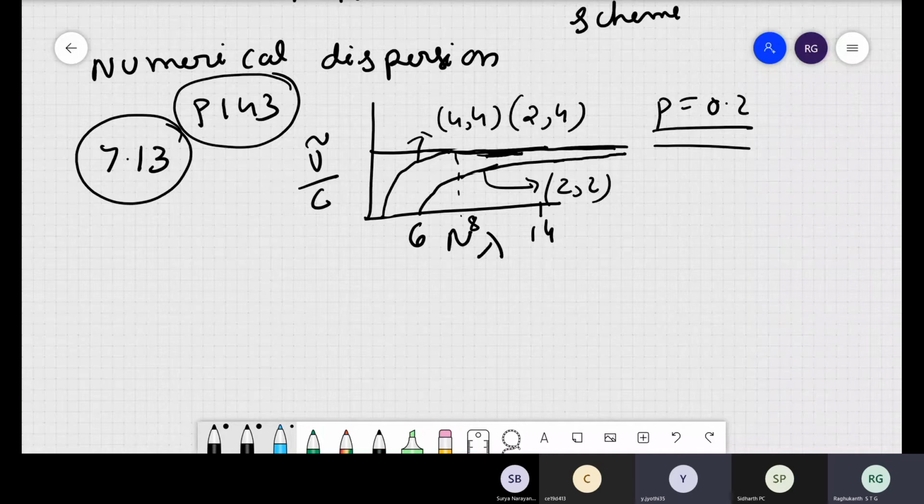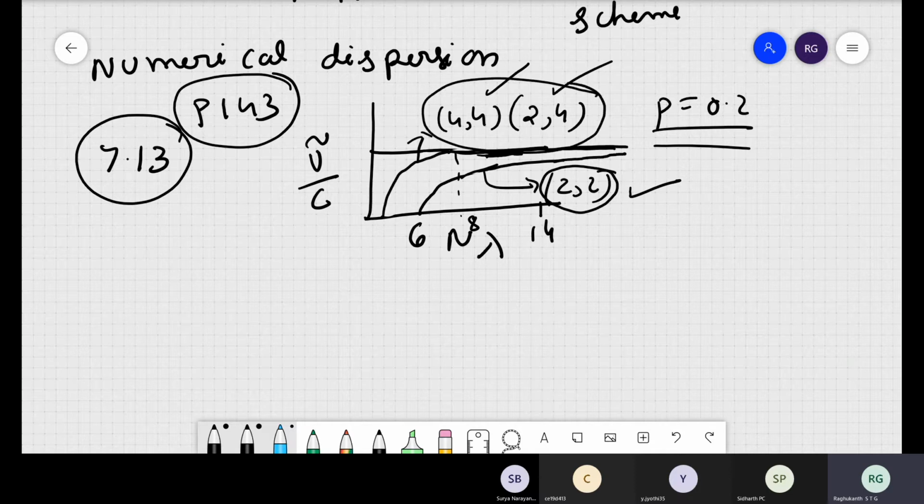And apart from that, if you take central in space, central in time, and if it is 2,2, the algorithm may be stable, but dispersion will be there. Stability is a different issue, dispersion is a different issue. Stability is related to growth of the solution, but dispersion is related to the velocities. When the wave is travelling at 3 km per second, your simulated wave also should be 3 km per second. 2,2 is stable, 4,4 is stable, 2,4 is stable. But compared to all these schemes, 4,4 and 2,4 are the best schemes.